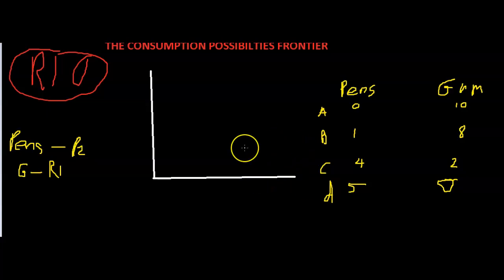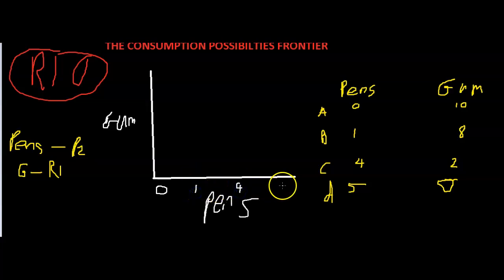So let's plot it. Now, let's make gums on this side. Gums and pens. And let's say pens. So you got 0, 1, 4. Now, it's not drawn to scale, but I'm just doing what I can. Then you got 0, 2, 8, and 10.